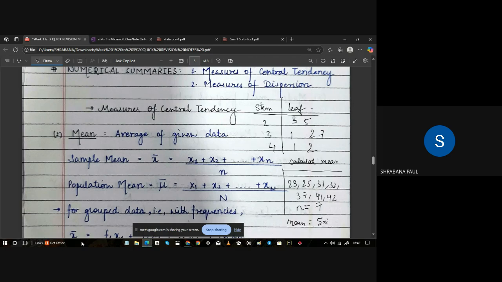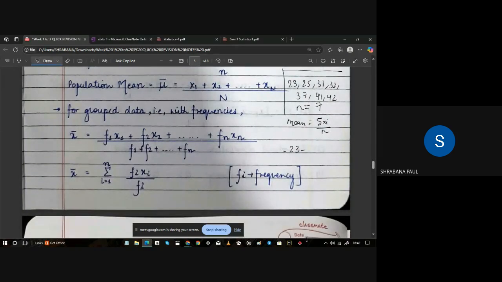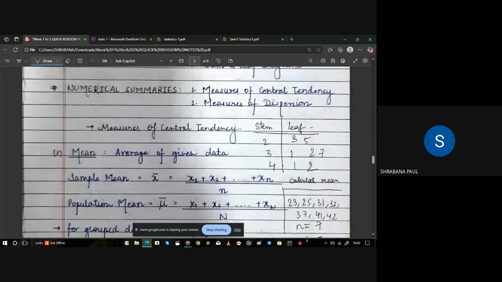Summation xi by n. You will just calculate the sum from 23 to 42. What is the sum of this numerator? Has anyone computed? 231. So 231 divided by 7 is 33. So 33 is the mean.